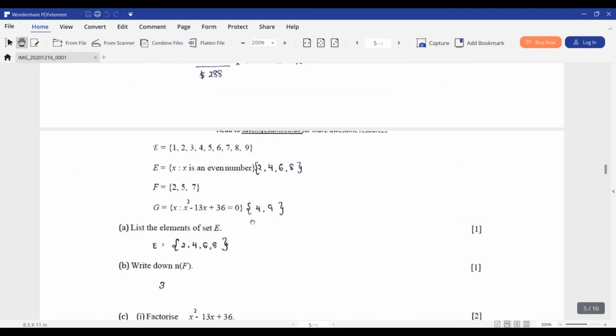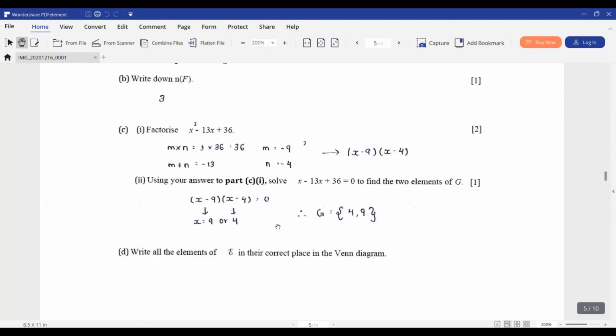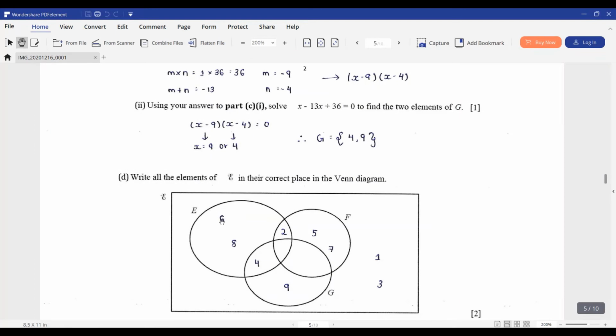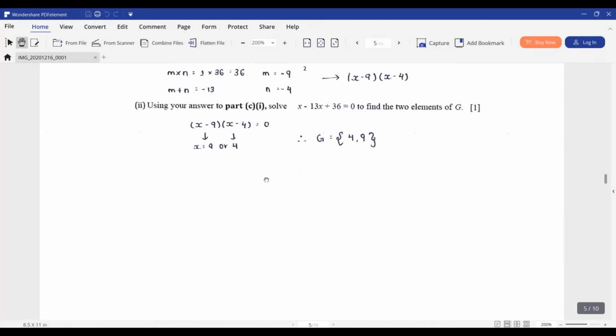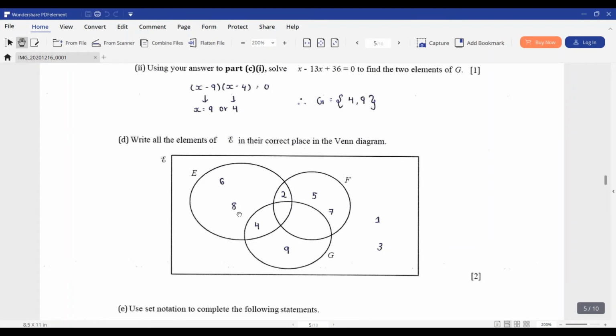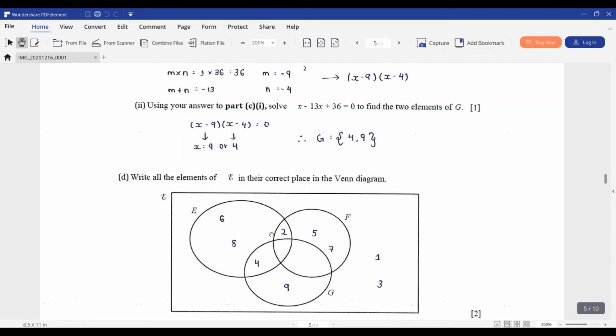Let's go back up. 6, is 6 shared with anything? No, 6 is only in E, so it goes here. What about 8? 8 is also only in E, and so it goes here alone. 6 and 8 stay inside the circle E and are not part of any intersections.